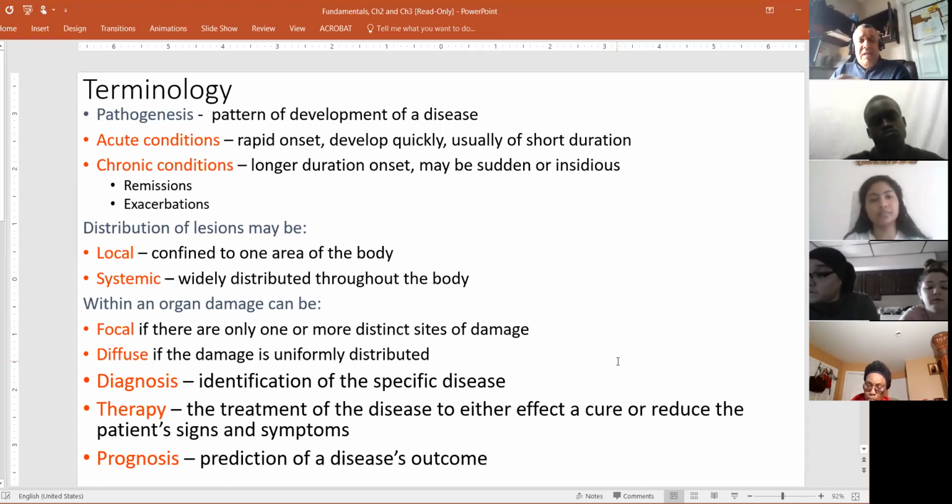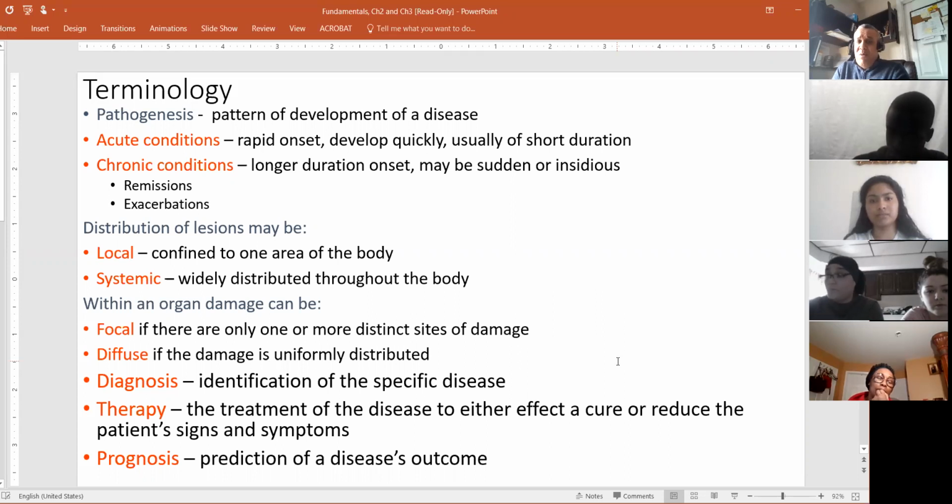Another term is refractory, from refraction, which means that the treatment is not effective, that the disease is not responsive to the treatment. I believe most of these slides were covered in anatomy and physiology. If not, you can just review them, because this is all terminology, and you need to be familiar with it, like diagnosis.